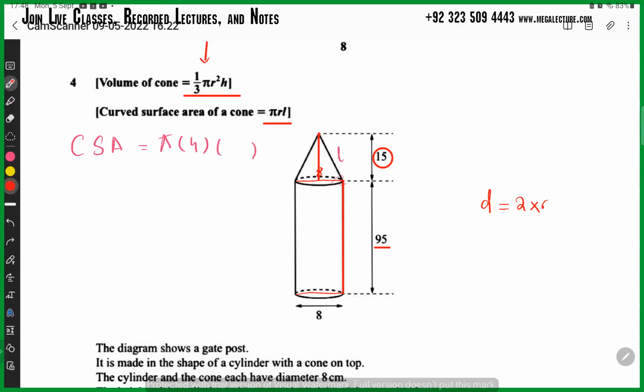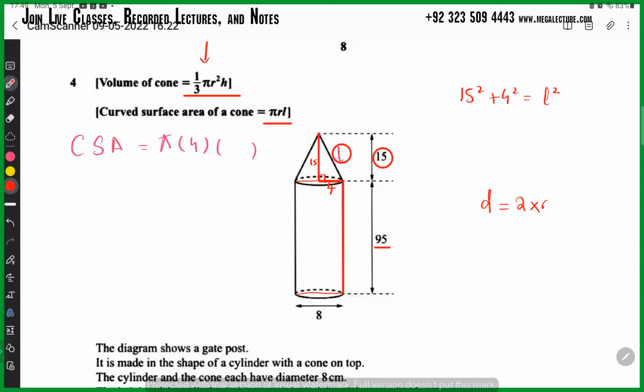Can we use something that we have studied in the past? Excellent. Very well done. Very good. So this 15 is known. This 4 is also given. And you're supposed to find this L. So we can find a right angle triangle at this point. So what we will do is 15 squared plus 4 squared is basically equal to L squared.